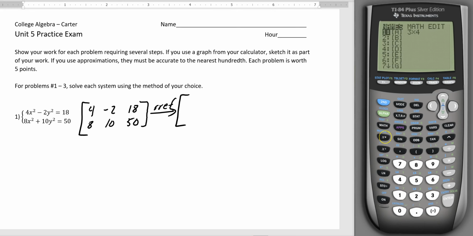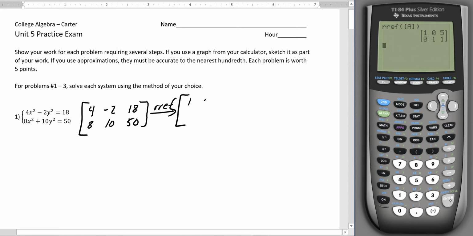So I'll go to second, matrix, edit. This is a 2 by 3, 4, negative 2, 18, 8, 10, 50. There we go, second quit. Second matrix, go to math, RREF. Second matrix A, close the parentheses. 1, 0, 5, 0, 1, 1. Alright, so 1, 5, 0.